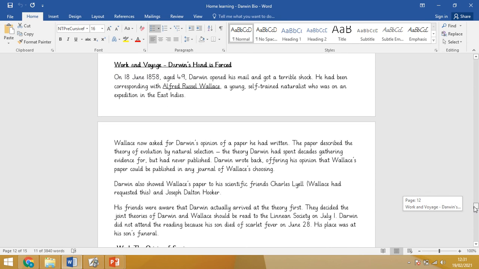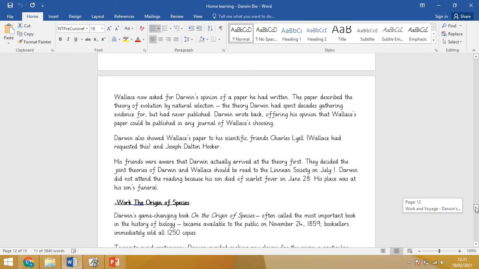It wasn't until 1858 when Darwin was contacted by a man called Alfred Wallace, who was a self-trained naturalist. Wallace asked for an opinion of a paper he had written, which was the theory of evolution by natural selection. So he described the same process as Darwin had discovered, and that is basically what made Darwin publish his findings.